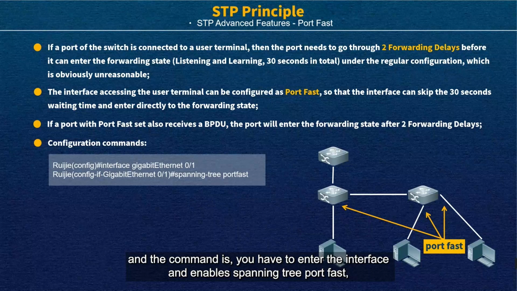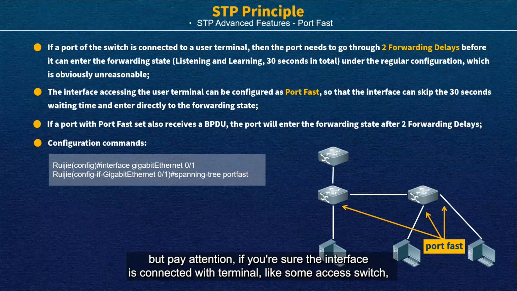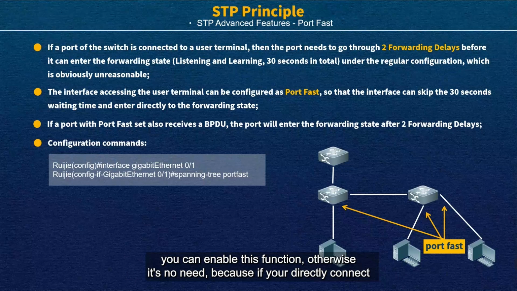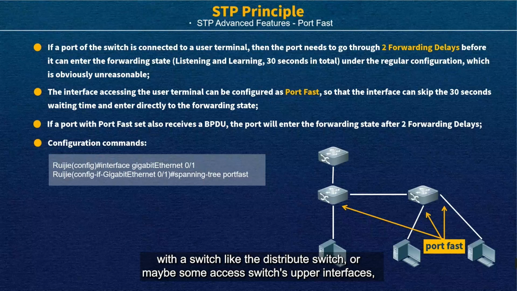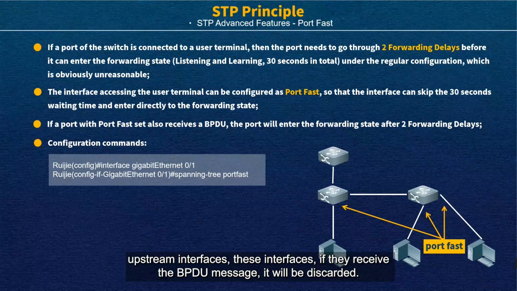So this is the function. And the command is you have to enter the interface and enable spanning-tree port fast. It's very easy, but pay attention. If you make sure the interface is connected with a terminal, like some access switch, right? You can enable this function. Otherwise, there is no need. Because if you directly connect with a switch, like the distribution switch or maybe some access switch, the upstream interface, if it receives a BPDU message, this feature will be discarded.